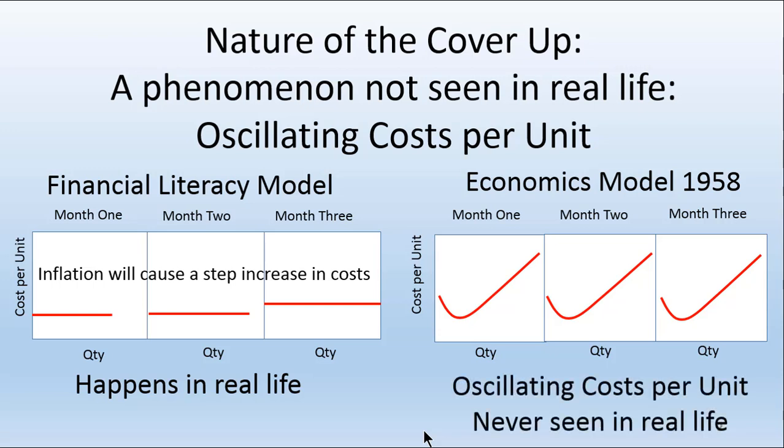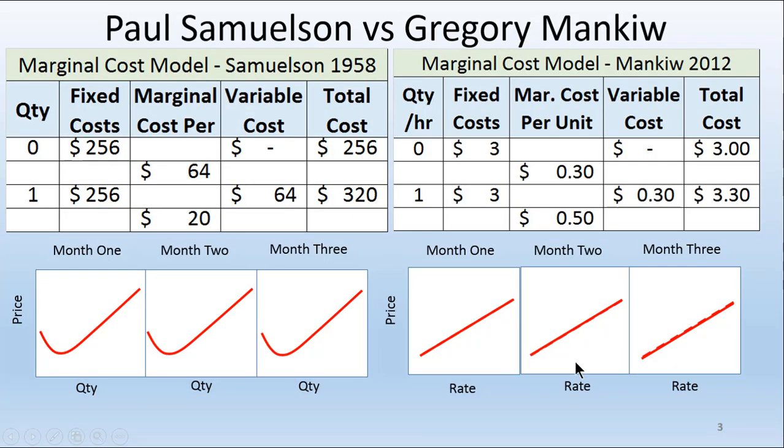So this is what I refer to as oscillating cost per unit. It is never seen in real life. And therefore, the economists wanted to cover it up. So what happened was a new guy came along, a new bunch of economists represented by Gregory Mankiw.